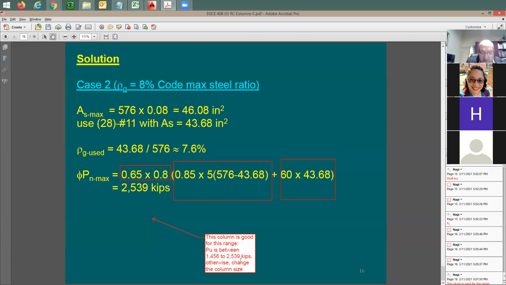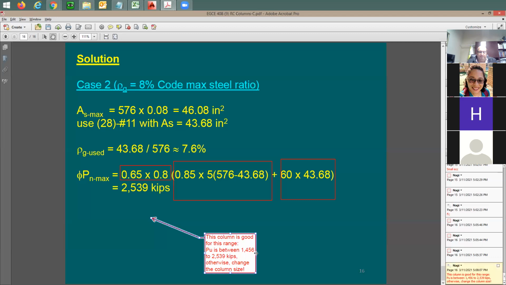Does it make sense? You understand the reason of this exercise? I'd like to know if this column size is gonna be okay and for what range of vertical loads. Any questions?